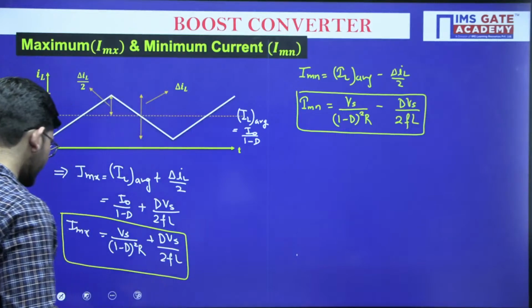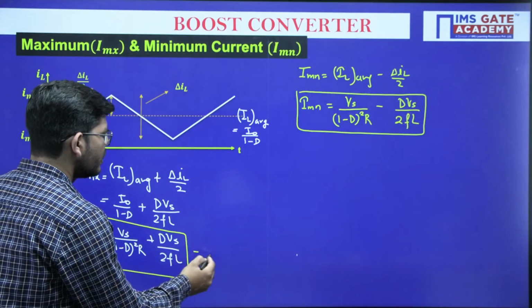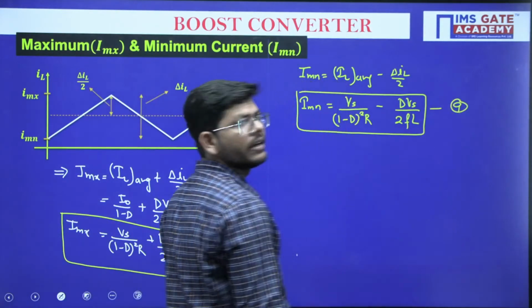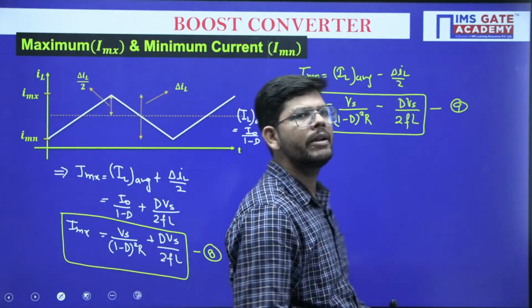So which number of equation will this be? I think this will be equation number 8 and 9. You just keep on counting the equations. So many equations we will be having here. Don't waste your time in memorizing them. So this is how we will find the minimum and maximum current.